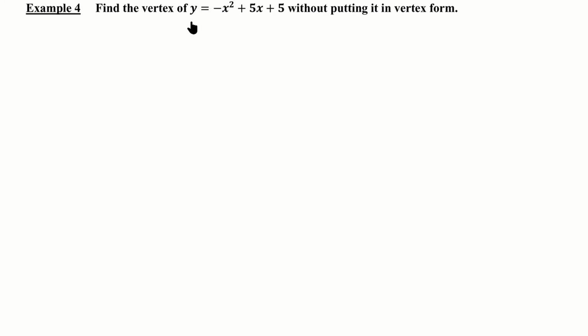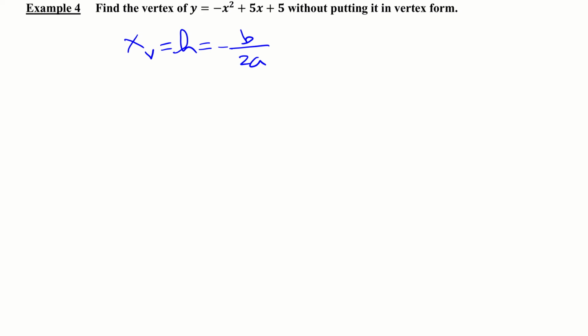Okay, so here's a problem where we're asked to find the vertex of this parabola represented by this quadratic function without putting it in vertex form. So obviously we're going to be using this shortcut which we just learned. We know that the x value of the vertex, which we normally refer to as h, is going to be negative b over 2a.